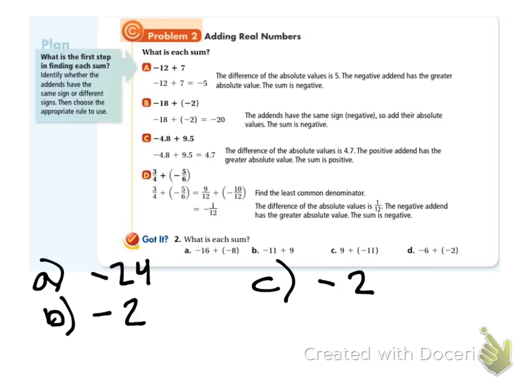B and C are the same problems, just in a different order. And if I were to draw a number line, they would look different, but I would end up in the same spot. Because in B, I'd start at -11 and go to the right 9. Whereas in C, I'd start at 9 and go to the left 11. And D, I have two negative numbers, -6 and -2. -6 plus -2 is going to be a negative number. It is -8.